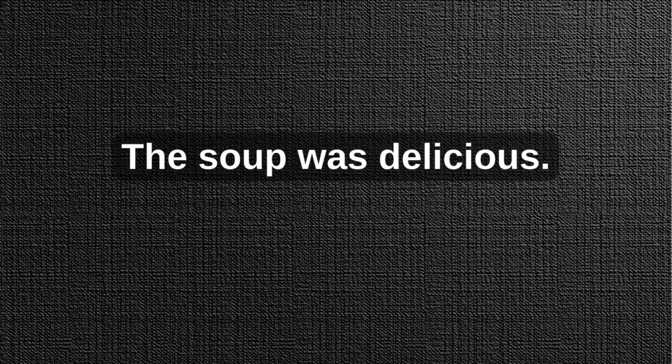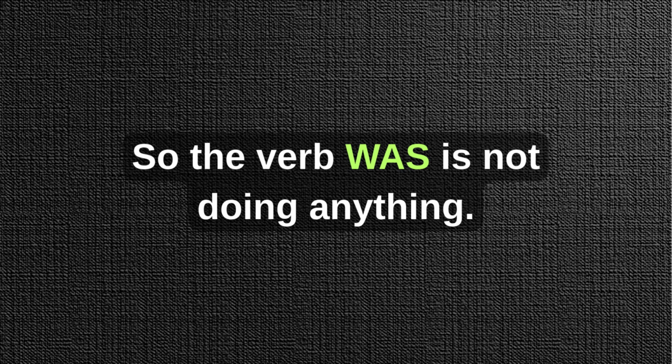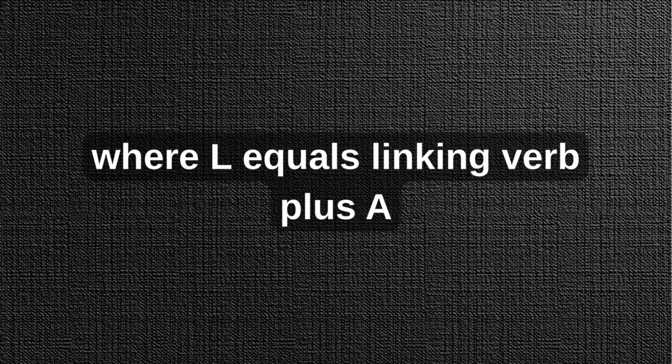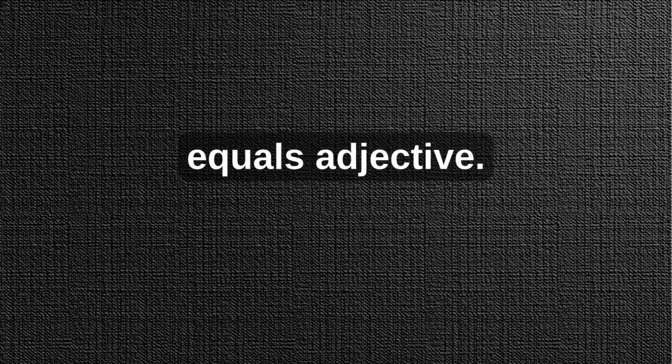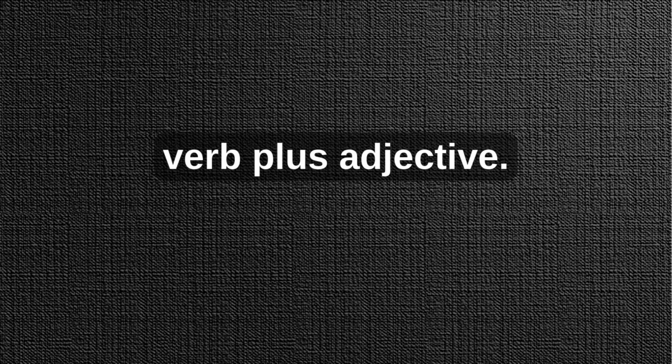In our sentence, the soup was delicious. Subject, the soup. Linking verb, was. Description, delicious. So the verb was is not doing anything. The soup is not wasing. It's just being described. This is often called LA, where L equals linking verb plus A equals adjective. So the structure is subject plus linking verb plus adjective.